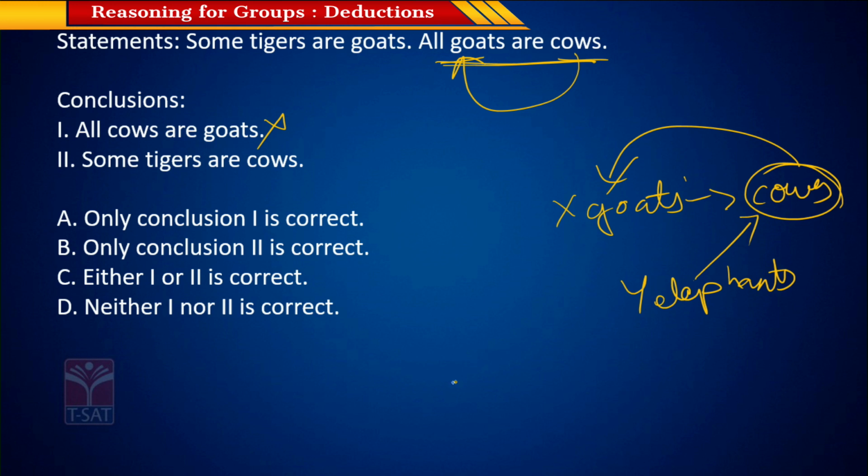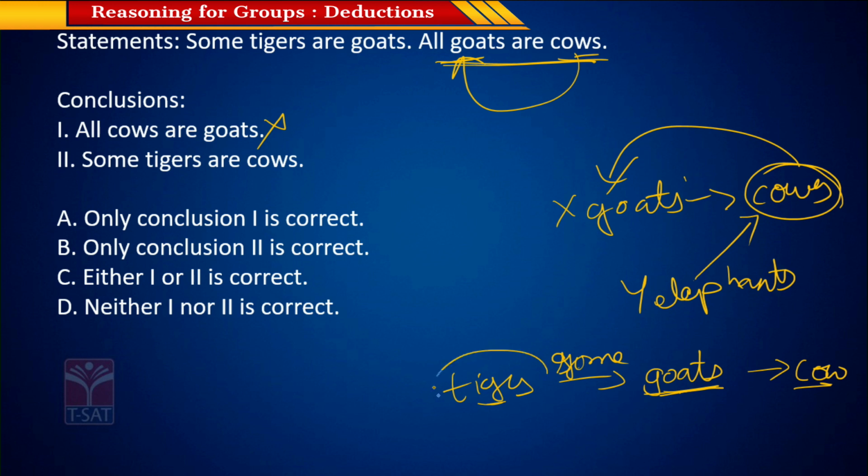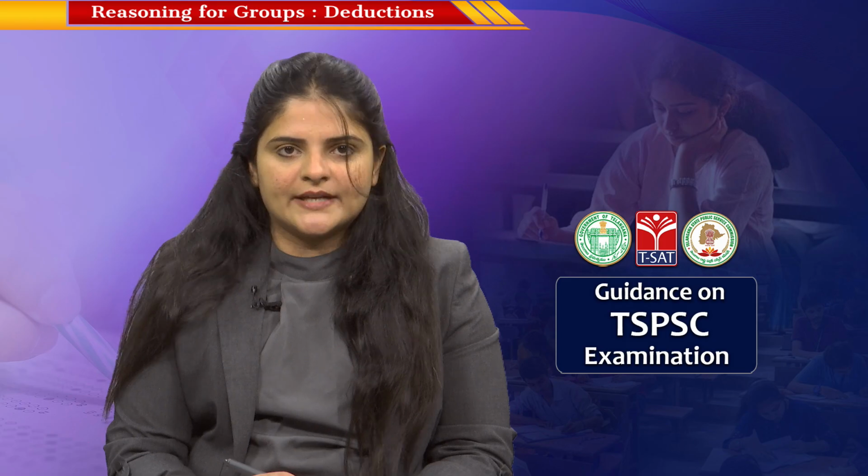Now the second one says some tigers are cows. You have some tigers, and some of them are goats. If they are goats, they automatically become cows, because all goats are cows. So these tigers, which are goats, will automatically be cows. So definitely some of these tigers are cows. This is a logical conclusion. So only conclusion 2 is correct. The answer option is B. Let's look at the next question now.